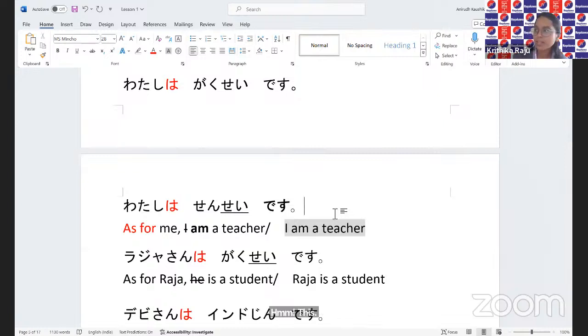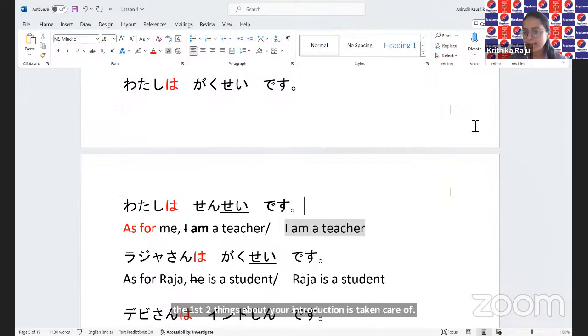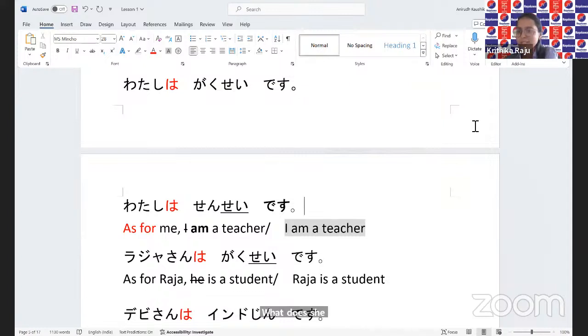So the first thing that invariably anybody says is your name. For instance, let me take Siddharth-san. Right? So how do you say I am Siddharth? Yes, everybody can help him. Watashi wa Siddharth desu. I am Siddharth. Right?